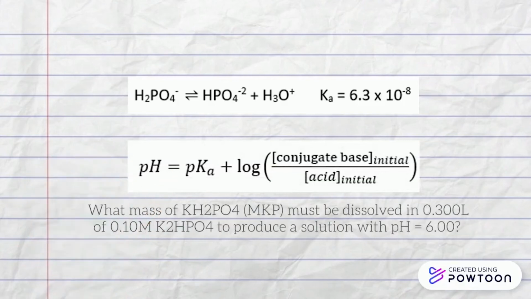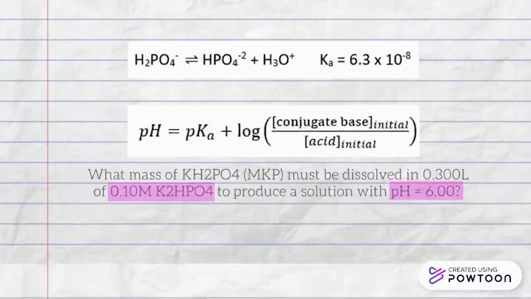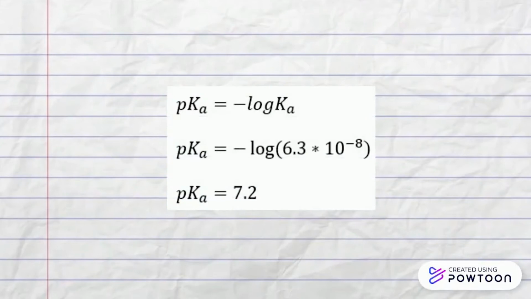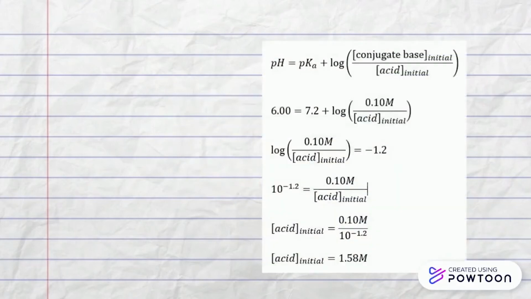pH is going to be 6.00 because that's our goal. The initial concentration of the conjugate base is 0.1 like we were told in the question, and the initial concentration of the acid is what we're looking for. We can calculate the pKa with the formula pKa equals the negative log of Ka. Now all we need to do is plug these numbers in as seen here.